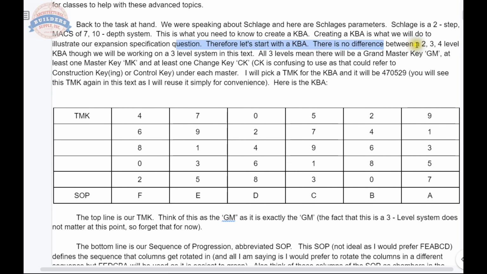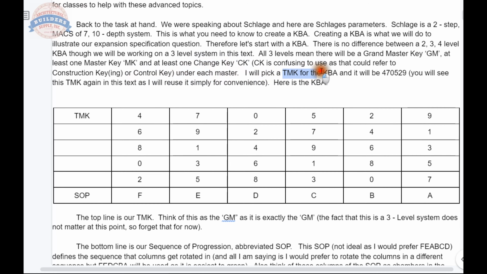There is no difference between a 2, 3, or a 4-level KBA, though we will be working in a 3-level system in this text. A 2-level system is the same. All that means is that there will be a grandmaster, at least one master, and at least one change key. Now, CK is confusing. I am told it could mean construction key, control key. So be mindful when I use CK, I'm probably meaning change key under each master. So there's at least one change key under each master.